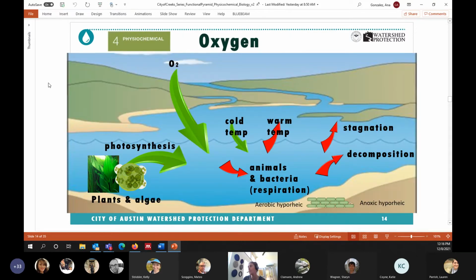Another chemical component of our streams that I wanted to mention, and that is really crucial for aquatic organisms, is oxygen.